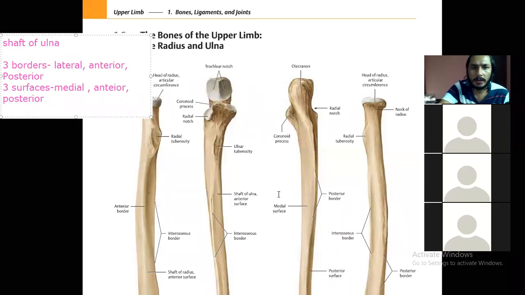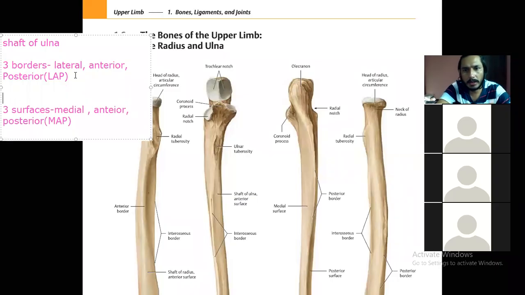Now let's go for the borders first. To remember the borders, you can write LAP. For the surfaces, it is MAP. In the case of the radius, it is just the opposite. Now let's see the borders.